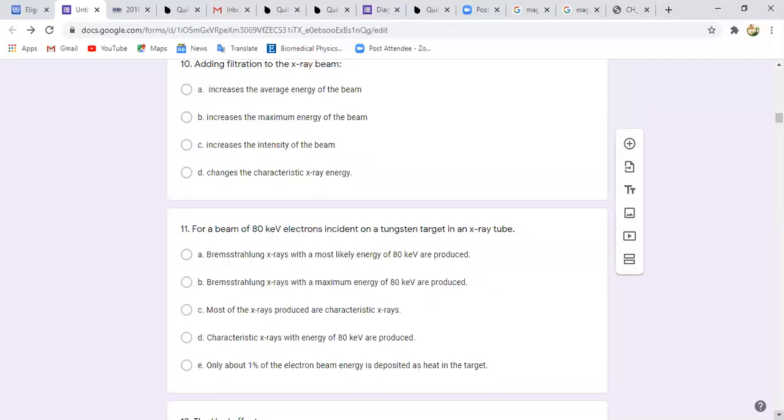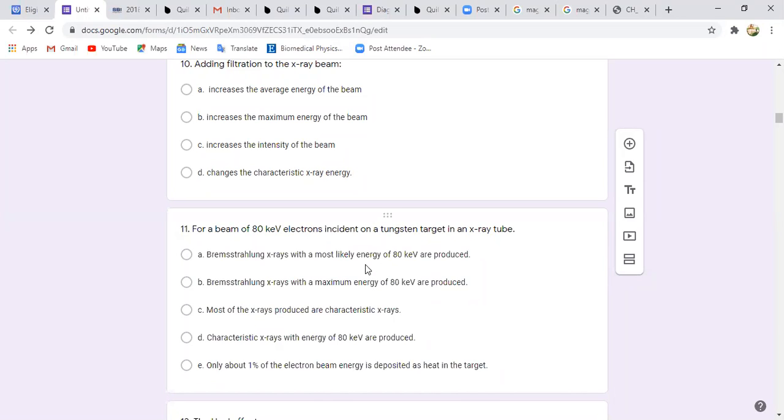For an 80 keV electron incident on a tungsten target, what happens? This one is also a giveaway question. It's B. Bremsstrahlung X-ray with maximum kV of 80. Okay, B. Yeah, that's the maximum energy that can come, the 80 kVp.